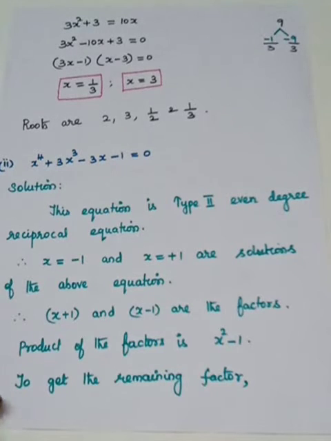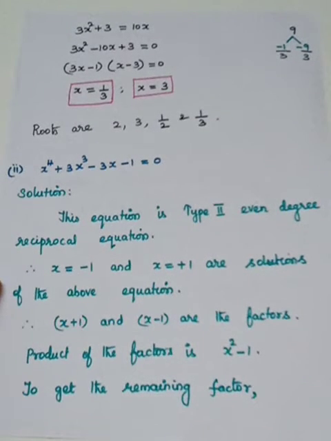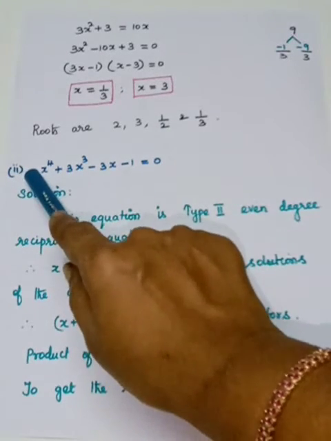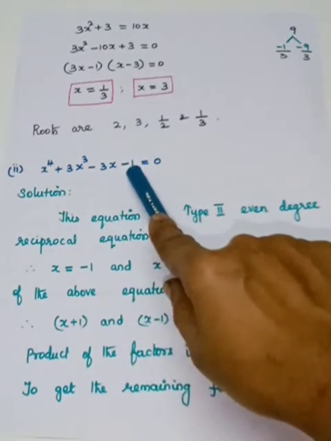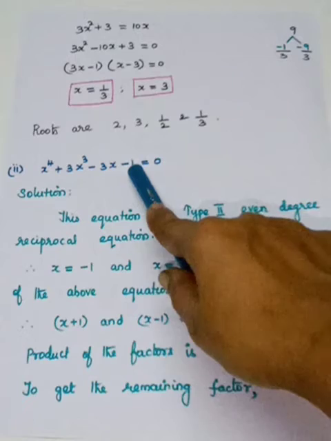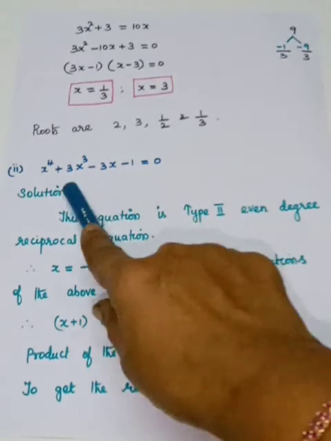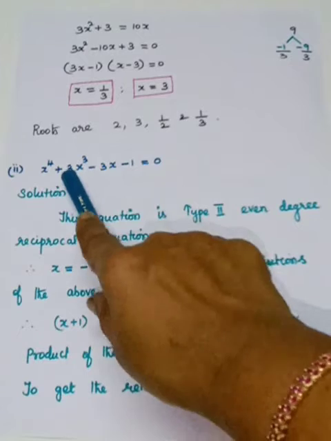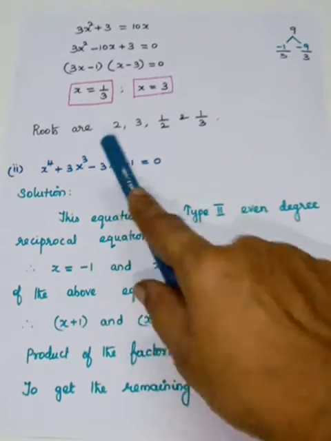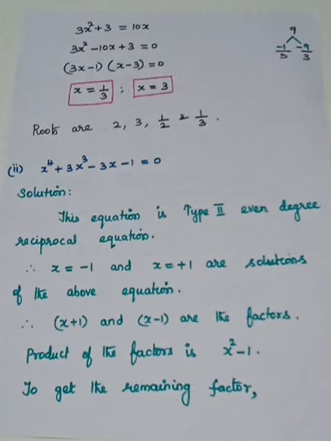Okay, coming to the second subdivision. x power 4 plus 3x cube minus 3x minus 1. First look at the coefficients. So the first coefficient is 1. Here the last one is minus 1. So the numbers are the same in magnitude, but with opposite sign. But here you see the second term coefficient is 3. The second-to-last term coefficient is minus 3. So the coefficients from the beginning and the coefficients from the end are equal in magnitude but opposite in sign. So therefore this equation is a reciprocal equation of type 2.